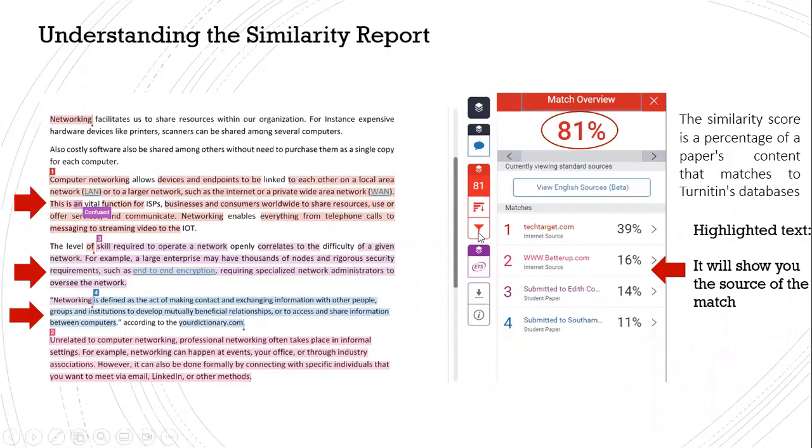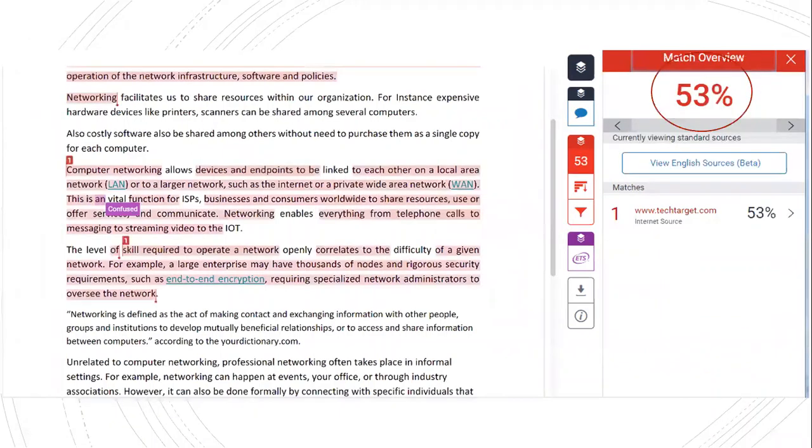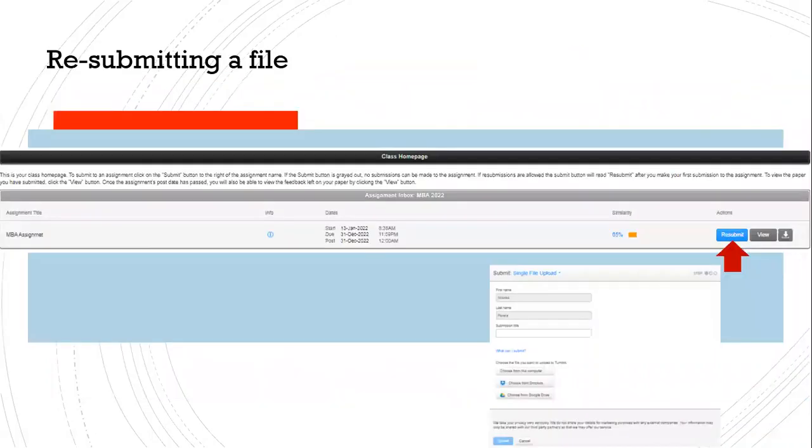Also you can filter it. So this is at the moment 81% copied. You can use this filtering and you can exclude quotes and bibliography. Once you exclude quotes and bibliography, it has come to 53%. But if you have copied from other sources, you can correct your assignment. After you have done the corrections, you can upload it again, right?